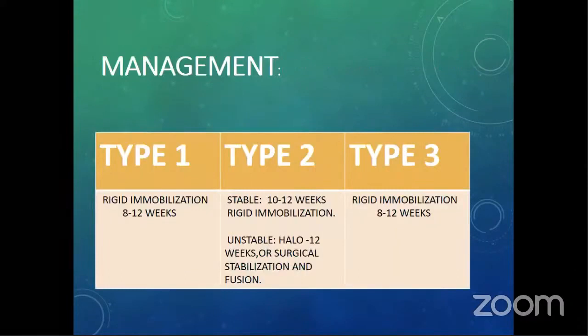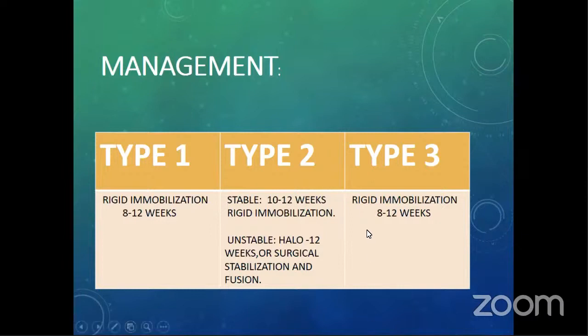To simplify the management of the atlas fracture, we will decide the management according to the type of injuries. This is according to the Landell's classification. So in case of type 1 injury, we have to do nothing. We just need to do rigid immobilization of the patient for up to 8 to 12 weeks, and that's it. Same is the case with type 3 fracture. We will do rigid immobilization for the same time period.